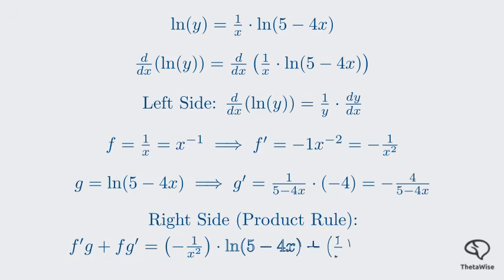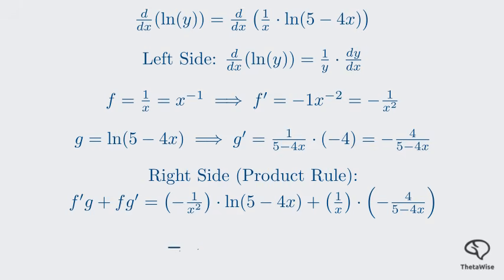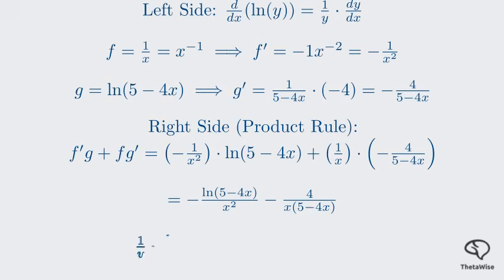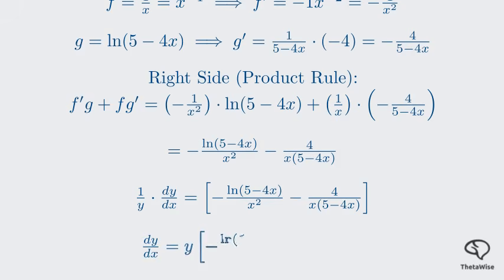Now we apply the product rule: f prime g plus f g prime. This gives us negative natural log of (5 minus 4x) over x squared minus 4 over x times (5 minus 4x). Now we equate the derivatives of both sides. We have 1 over y times dy/dx equals our expression for the right side's derivative. Our goal is to solve for dy/dx. We can do this by multiplying both sides by y. This gives us dy/dx equals y times the bracketed expression.